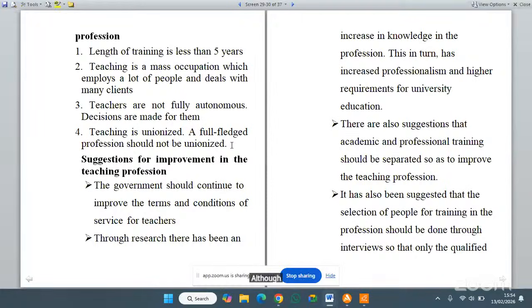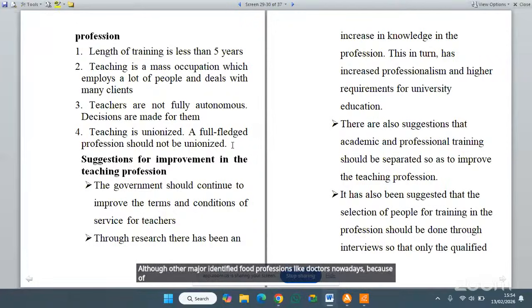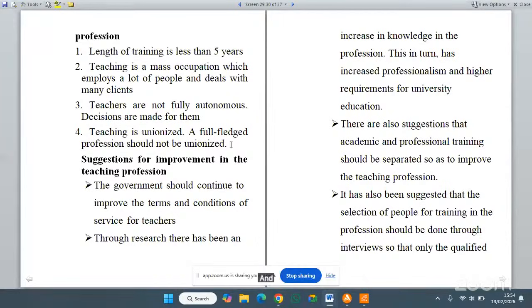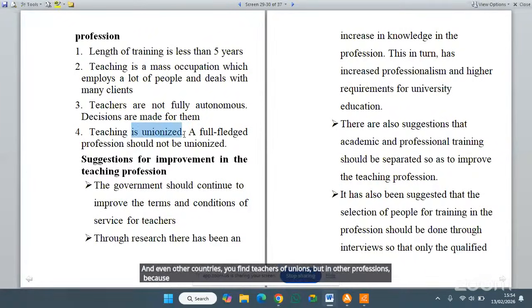Although other major identified full professions like doctors nowadays, because of the struggle with the Kenyan economy, they also have unions. But teaching was the first to have a union in this country. And even in other countries, you find teachers have unions, but in other professions, because of being well rated, being well presented for their services, they do not have unions.